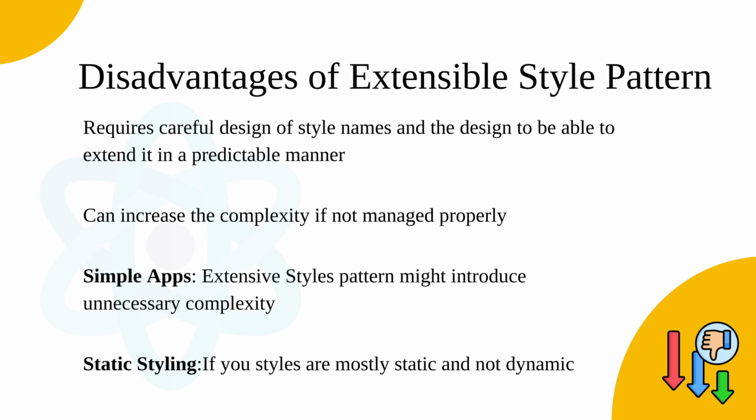The disadvantages of this design pattern: it requires careful design of style names and design tokens to be able to extend in a predictable manner. For example, you can't name things like background 1, background color 2. You have to come up with proper names for your prop values or your class names to use this style in a proper way. In popular design systems, we use different kinds of variants like default, primary, secondary, danger, those kinds of things. So before implementing the code, you have to have a thorough understanding of naming different styles if you want to extend this design pattern in your system.